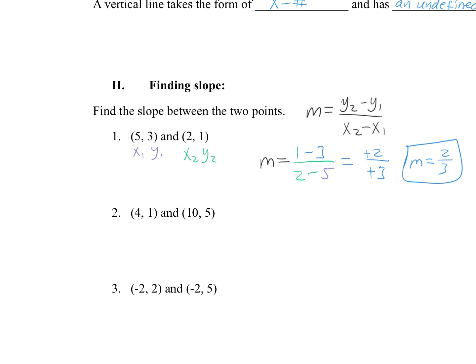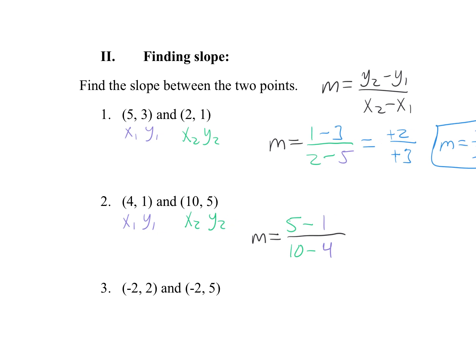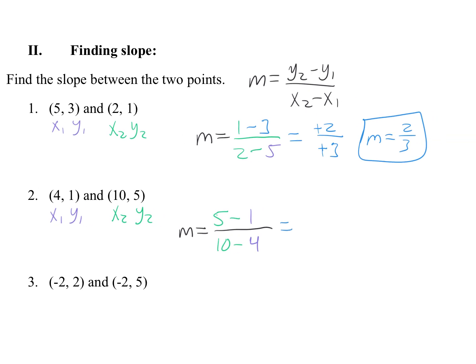All right, let's try the same thing with the next one. All right, I'm going to go ahead and label my points x1, y1, and x2, y2. So I'm going to plug this into my slope formula. All right, so I'm going to have a y2, which is 5, minus y1, which is 1, over x2, which is 10, minus x1, which is 4. All right, so I'm going to go ahead and evaluate the top and the bottom. 5 minus 1 is 4. 10 minus 4 is 6.